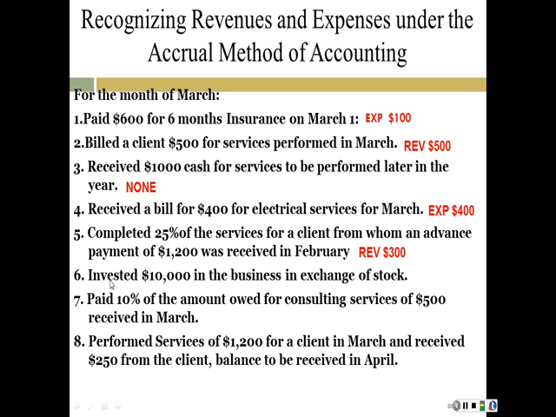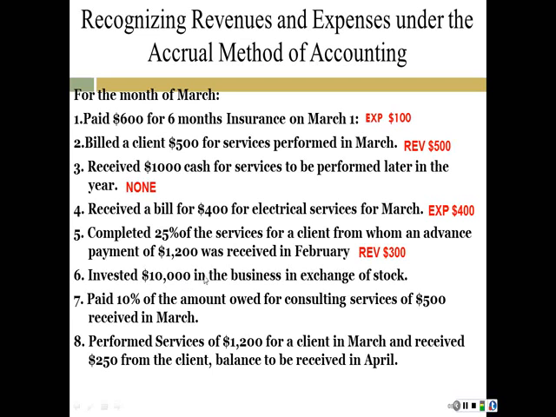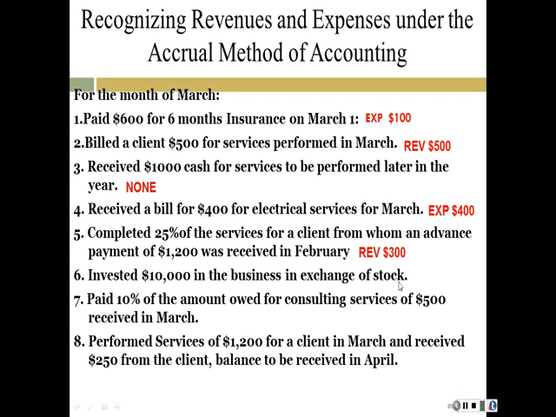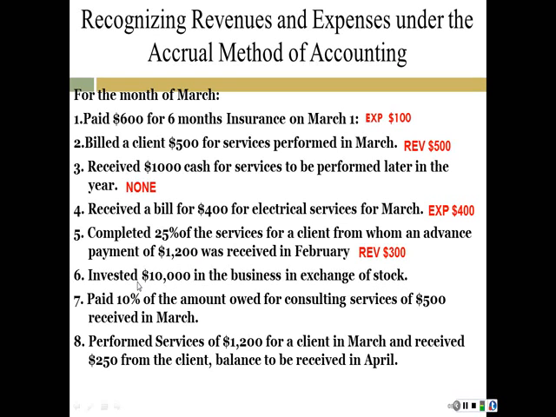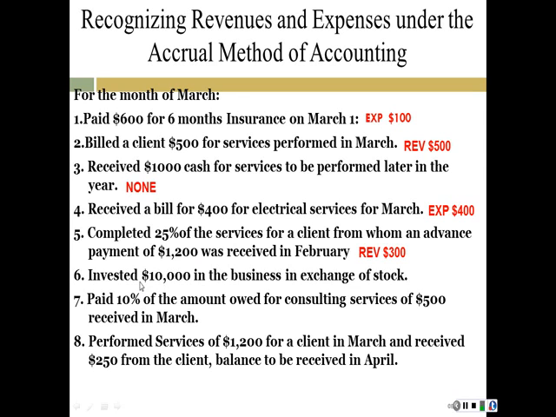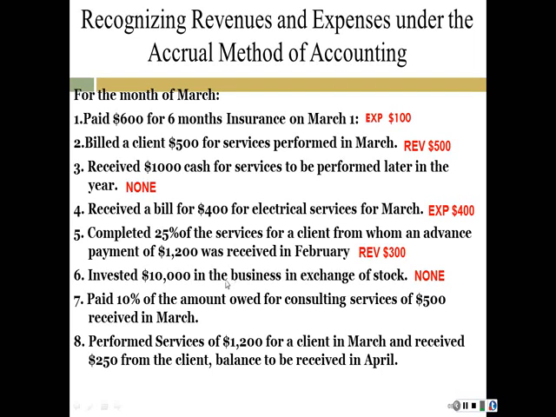Item 6, invested $10,000 in the business in exchange of stock. Now here we are asked to just record either revenues or expenses. And item 6 has nothing to do with revenues or expenses. Rather, it is an investment that the owner makes in the business. So it does not involve revenues or expenses.